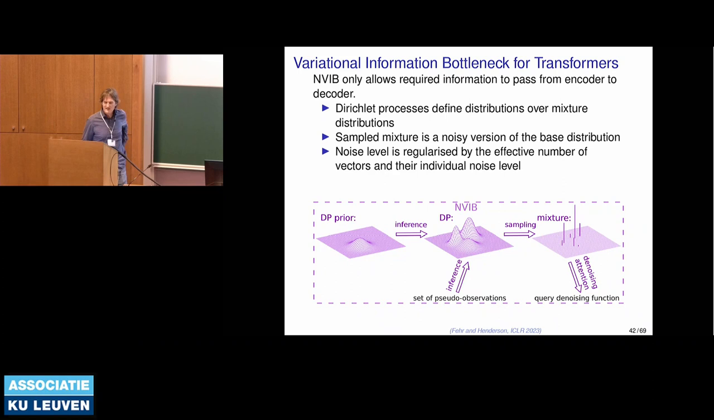So this gives us our nonparametric variational information bottleneck, a variational information bottleneck for transformers. The Dirichlet process is used to define a distribution over mixture distributions. Sampling gives us a noisy version of the Dirichlet process's distribution, which we then access with denoising attention by the decoder, and the noise level is regularized using the NVIB KL divergence regularizer.